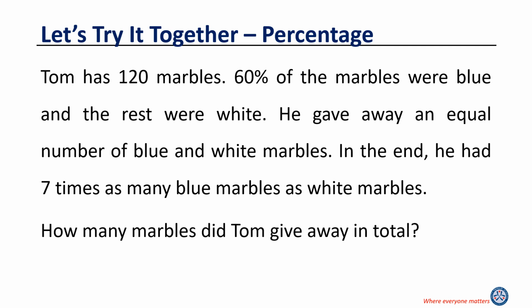The problem reads, Tom has 120 marbles. 60% of the marbles were blue and the rest were white. He gave away an equal number of blue and white marbles. In the end, he had 7 times as many blue marbles as white marbles. How many marbles did Tom give away in total?